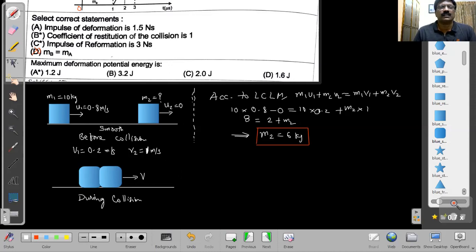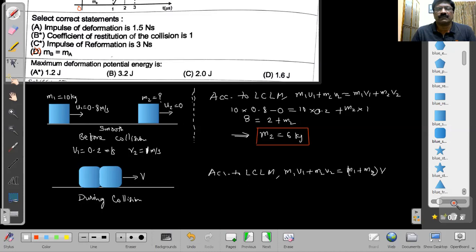So what is the common velocity? To find the common velocity, we can use again the law of conservation of linear momentum. So according to the law of conservation of linear momentum principle, m1 into u1 plus m2 into u2 is equal to, during collision they move with common velocity. That's why the two blocks can be treated as a single body of mass m1 plus m2 into common velocity v.